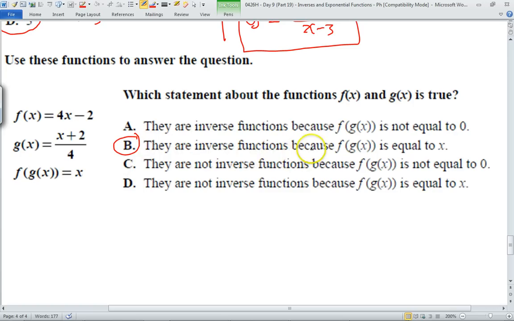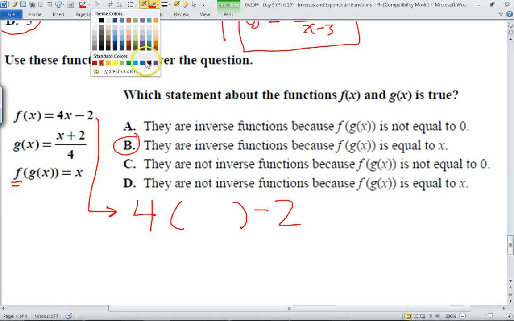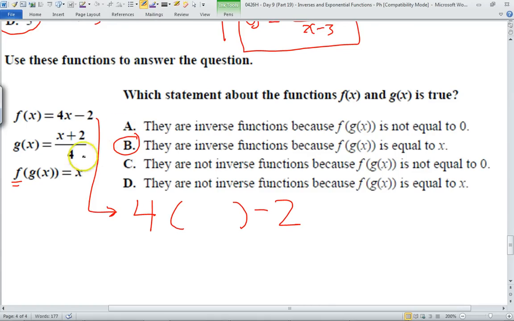They're inverse functions because if we put g inside of f, we are getting x as a result. So let's see. Start with function f, because that's first. Looking at function f, this becomes 4 parentheses minus 2. It was 4x minus 2. I write 4 parentheses minus 2. Now, inside the parentheses, I put the other function. So inside the parentheses, I put the x plus 2 over 4 function.